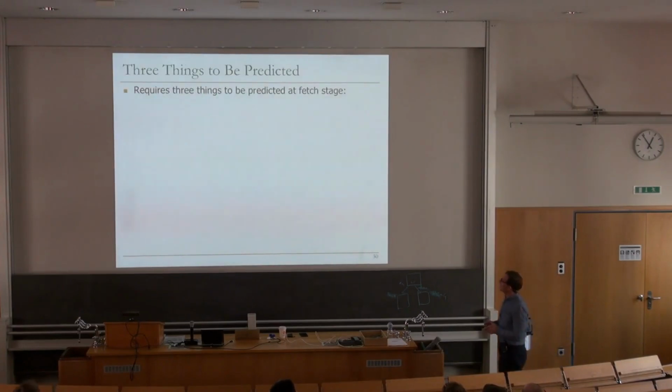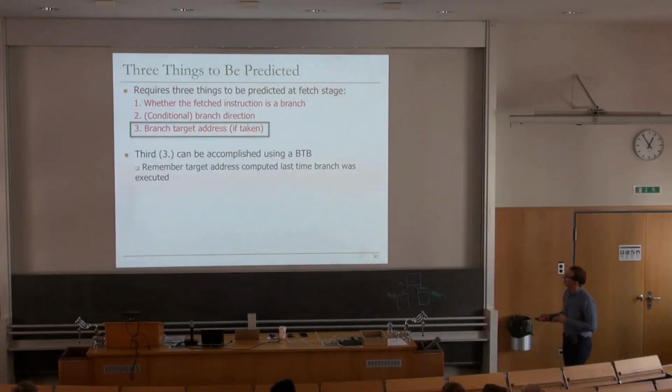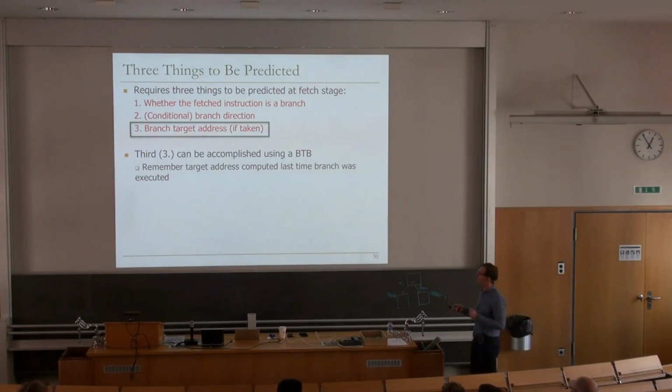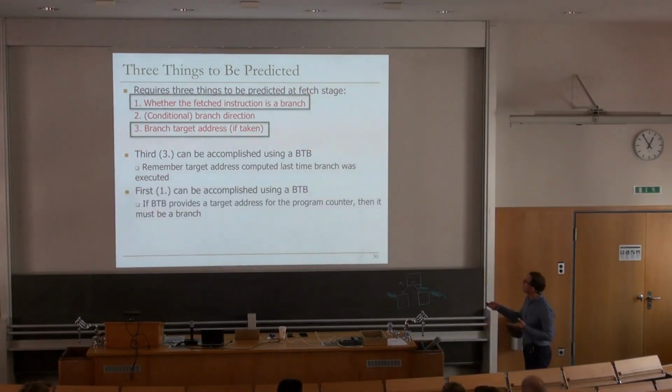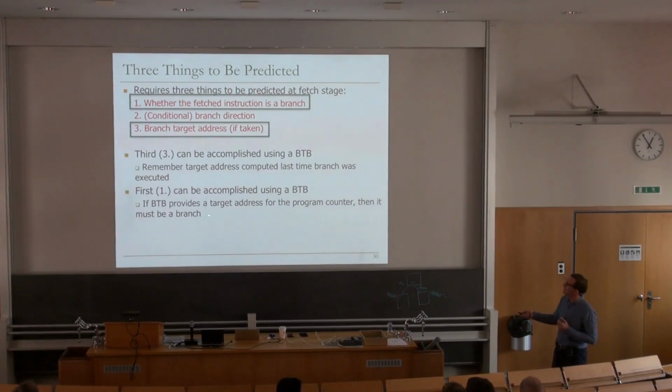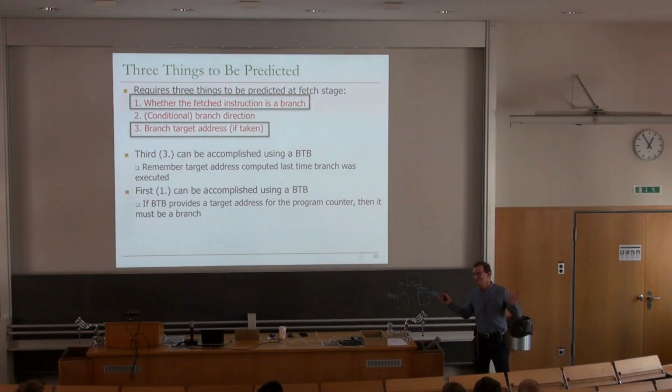Okay. So, we said that we require three things to be predicted at the fetch stage. We said the third can be accomplished using a BTB. Target address computed, basically you remember the target address computed the last time the branch was executed. And the first can also be accomplished using a BTB. If the BTB provides a target address for the program counter, then it must be a branch. That's the idea.